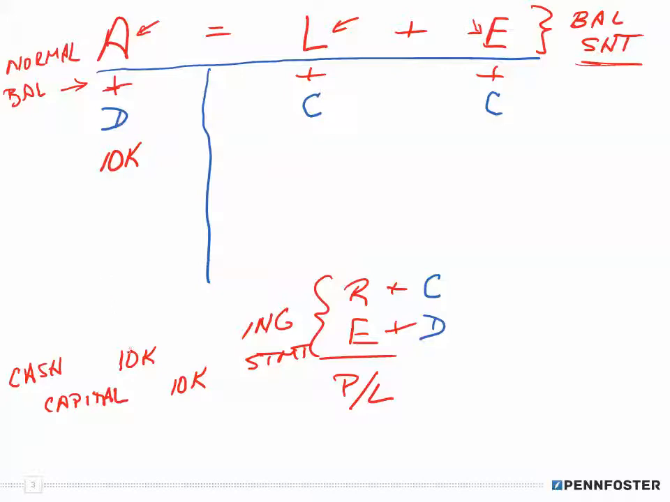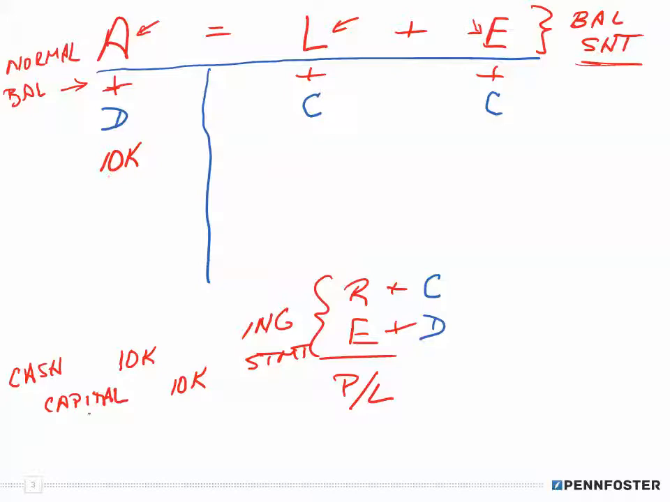So that's why we're making a debit to cash, because cash is an asset. It's something we own, right? And we're increasing it. Cash went from 0 to 10,000, so that's an increase. And so we do that on the debit side.